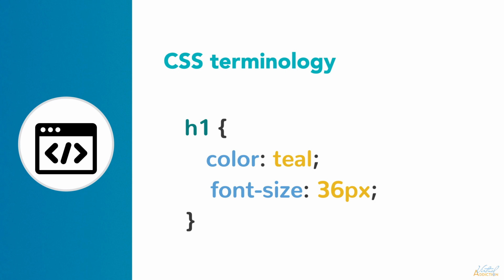There are many to choose from, and they accept different values to do different things. In this case, I'm using color, which is going to change the text color of all H1s to teal. In addition, I have another property of font size, and this is changing the font size of all of the H1s to 36 pixels. Every property value pair always needs to be divided by a colon, and then we terminate each declaration statement with a semicolon.